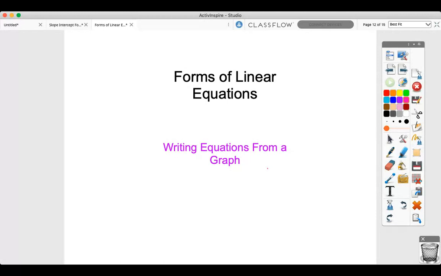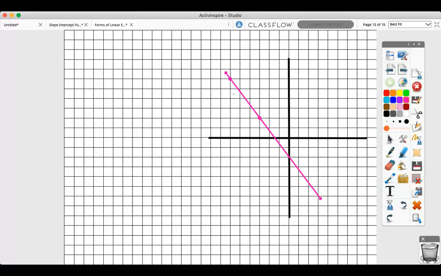We're going to do the same thing, except now, instead of giving you points or slopes, I'm going to give you a graph. And you're going to have to figure out all the rest of it on your own. So here, I'm giving you a graph. And now this graph, as you can see, has a negative slope. It's a line. And so we're going to go through the exact same process as we did before. The first thing we need to do is figure out the slope.